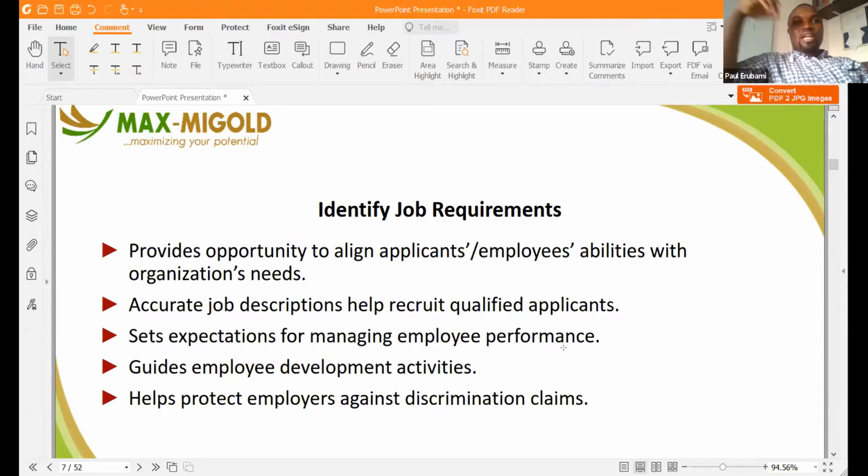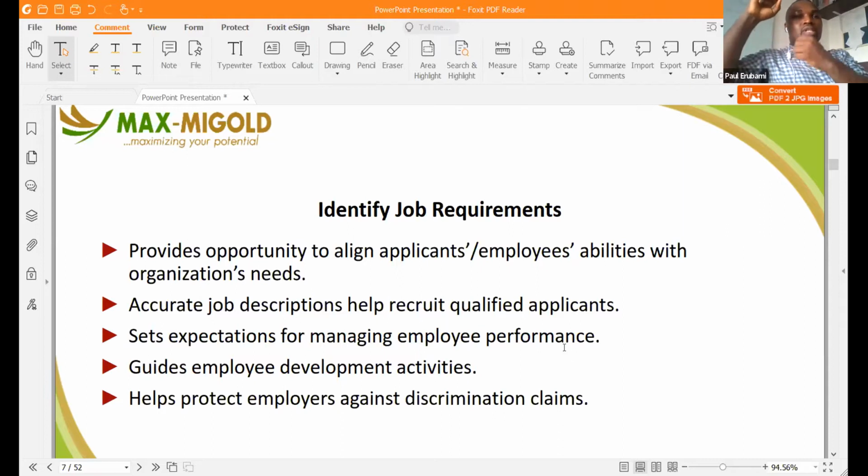So it is very important to provide opportunity to align applicant or employee's ability with organization needs. So basically what we are trying to say is when planning for recruitment, it is always very important to link a potential applicant's ability to organizational needs. Because if I can't link what you are going to do for me to what the organization is looking for, there's a disjoint. That means I'll be doing a lot of things and it will add zero value to the organization. So when coming up with your job description or your job requirement, you should be able to align the proposed employee's ability to your organization's need.